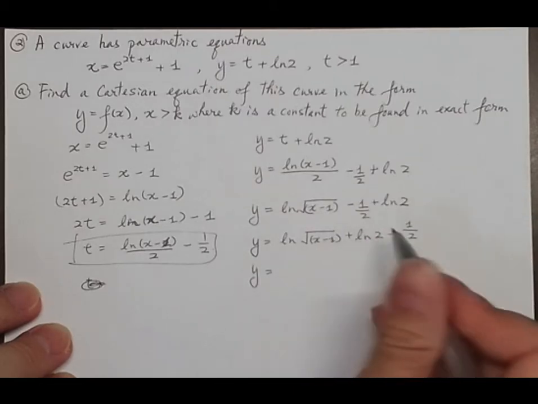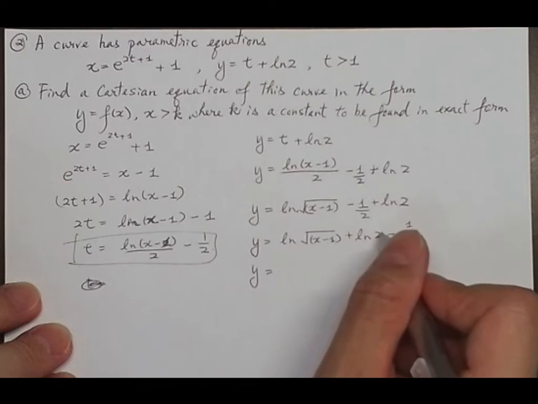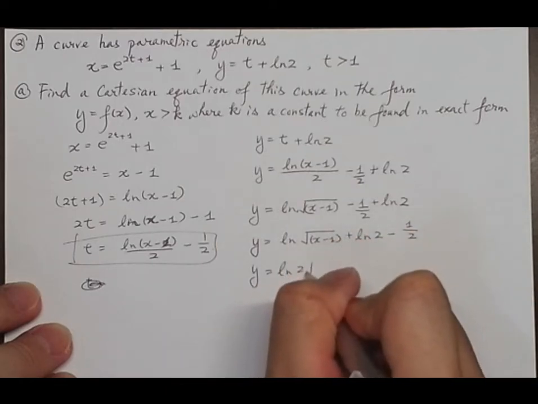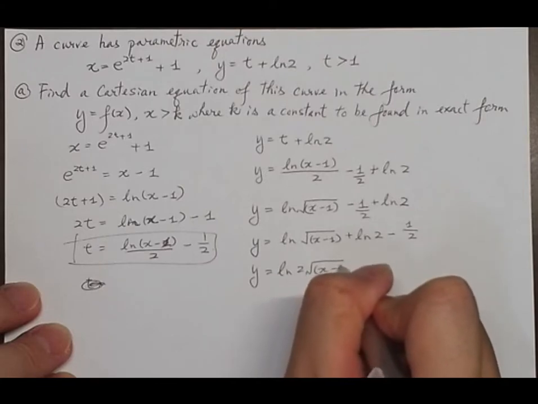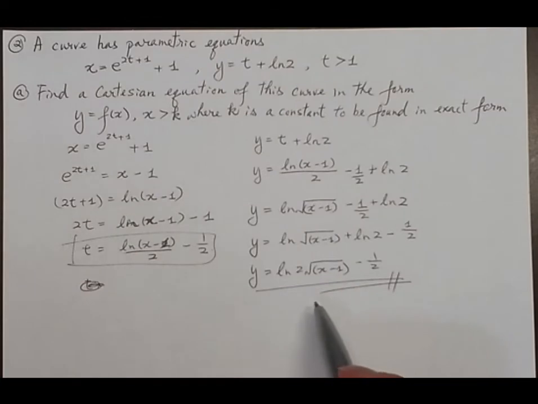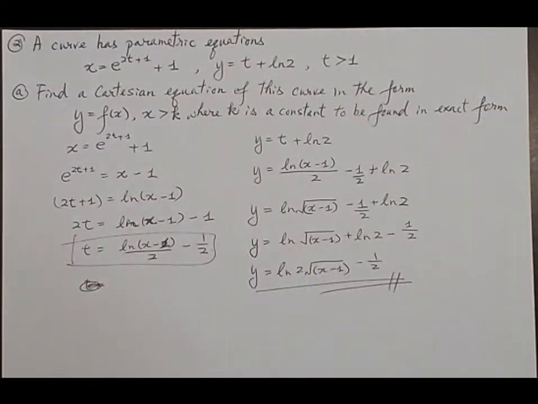Because these two logs act together, this means the values are multiplied together. We got log 2 square root x minus 1 minus half. And this is the Cartesian equation from these two parametric equations.